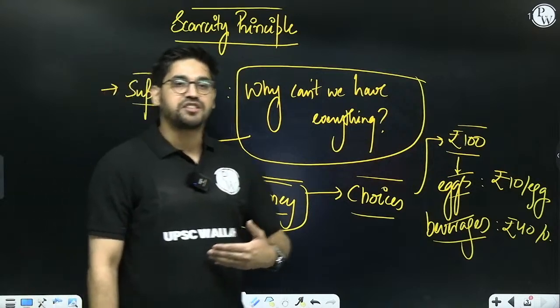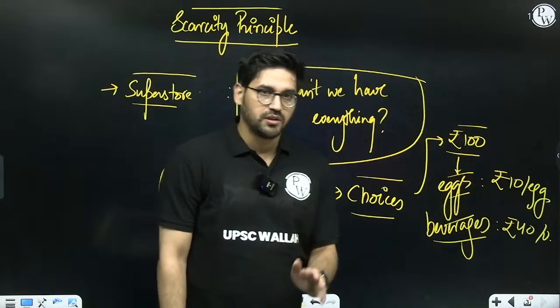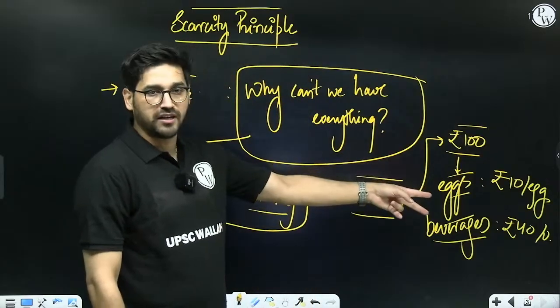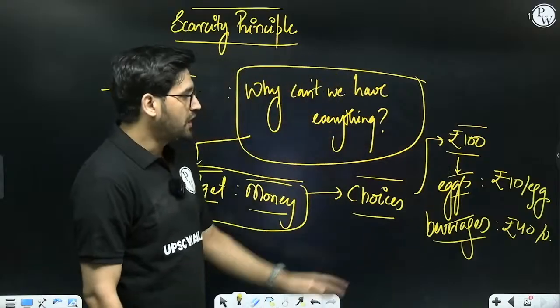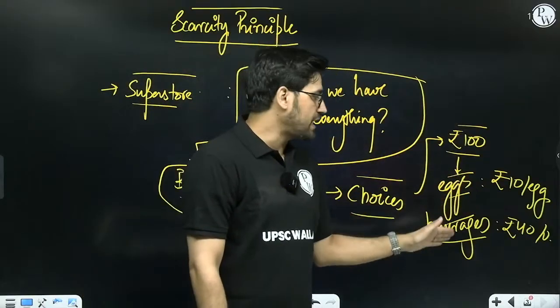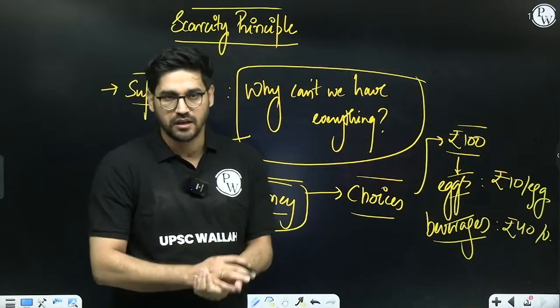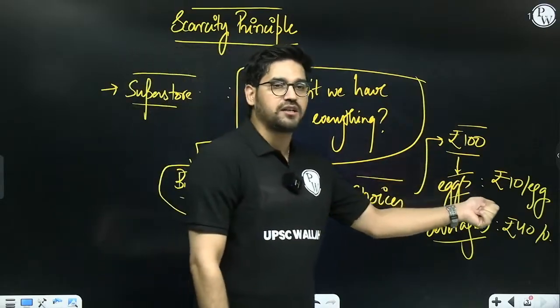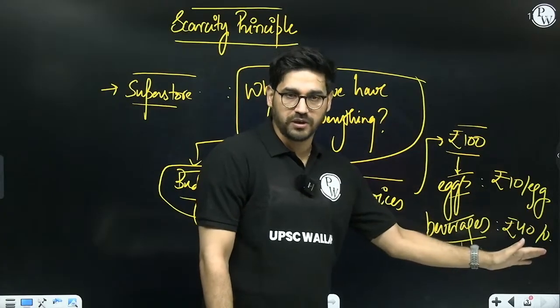Since I am restrained by the amount of money that I am carrying to the store, and I need to buy a bundle, I need to buy some eggs and I need to buy some beverages. Each of these eggs, each of these beverages are coming to me at a certain price. The price of one egg is 10 rupees. The price of a beverage is 40 rupees.